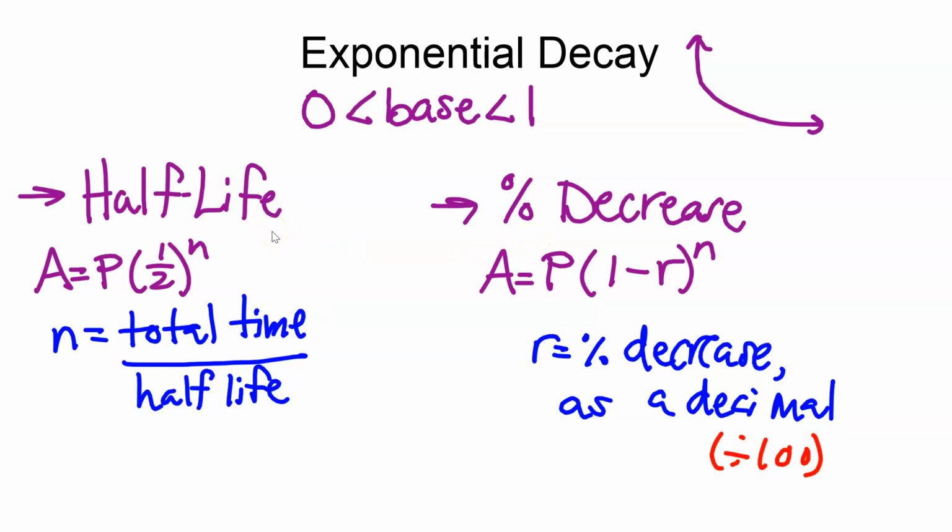The equation for half-life looks really similar to the equation for doubling time, except the rate in here is a half instead of 2. You calculate the n in the same way: you take your total time and divide it by how long it takes for whatever we are talking about to halve. Your percent decrease equation is again very similar to the percent increase equation, except because it's going down, we now have a subtraction in here. But again, your rate is always a decimal, divided by 100.